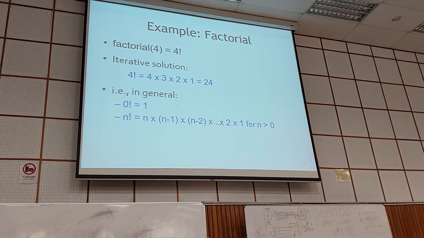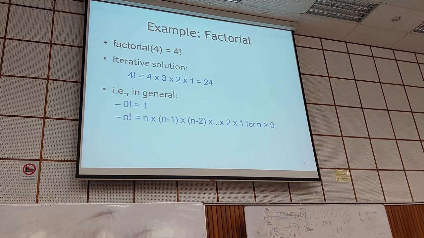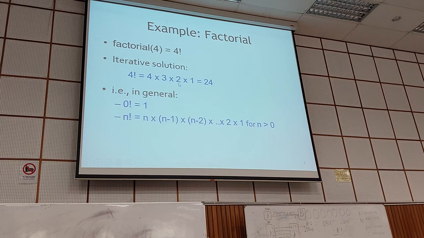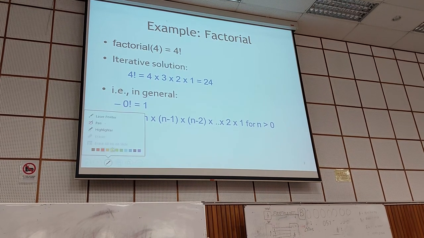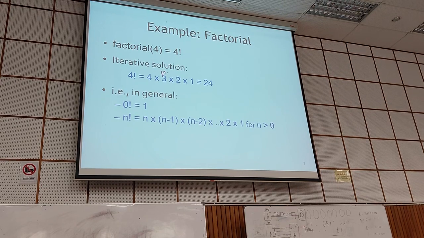So let's take a look at a step. Do you know what a factorial is? Factorial is when you have a number and you multiply the numbers. In our iterative solution, let's say factorial 4, we take 4, multiply 3, multiply 2, multiply 1, and then you get the answer. The general concept here is that 0 factorial equals 1. Now, n factorial will be n multiplied by n minus 1. 4 is my n value. The next number, n minus 1, will be 3.